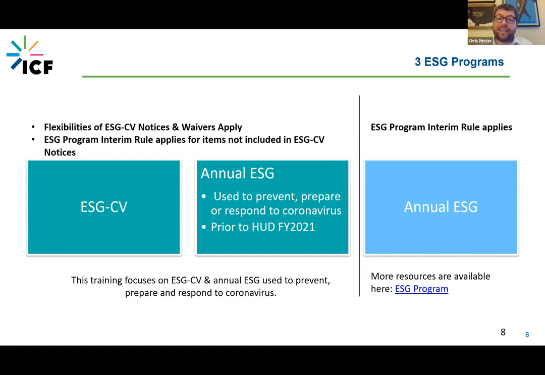If we use prior year ESG annual funding, we have not only the rules from the ESG program interim rule, but we also have the waivers, the flexibilities, and the notices that apply to this program. So it looks just like ESG-CV, but it's annual ESG. The last program is obviously ESG-CV, the actual stimulus program, which again has the interim rule as its baseline, and then all the flexibilities, waivers, and notices that give us our flexibility of ESG-CV that Nora will go through in more detail.